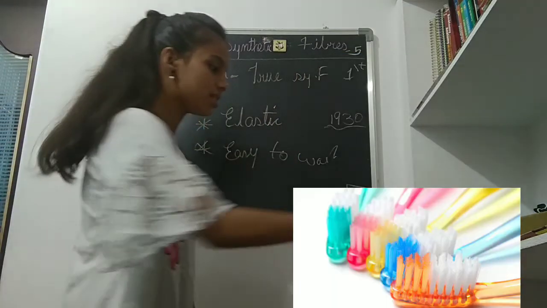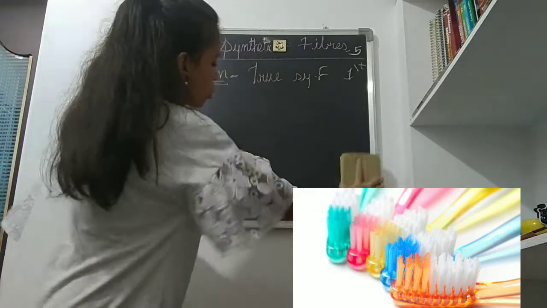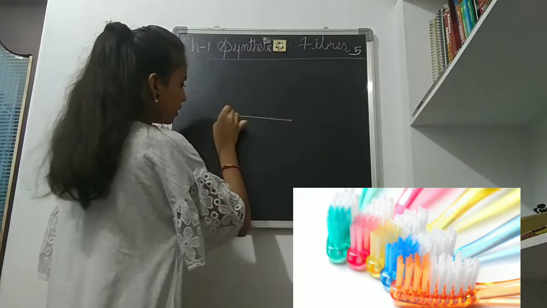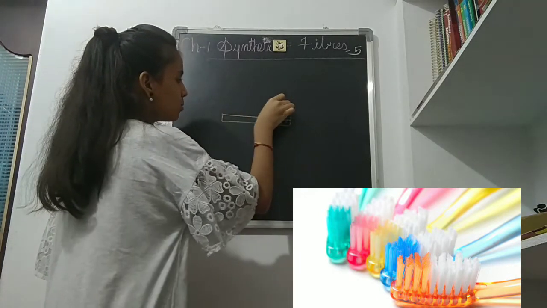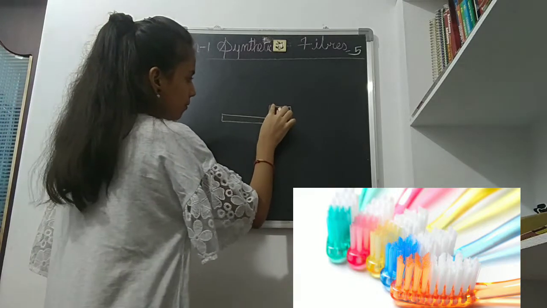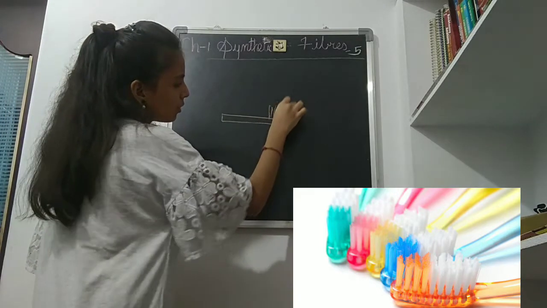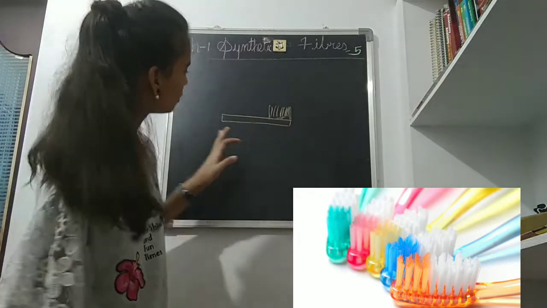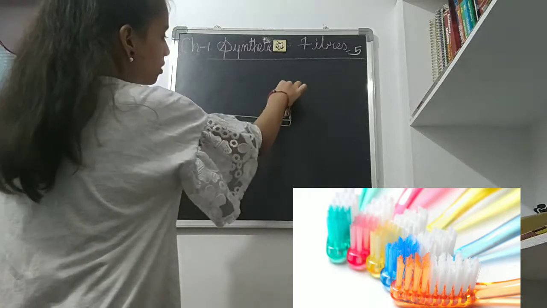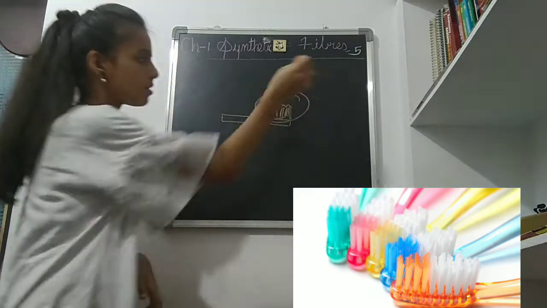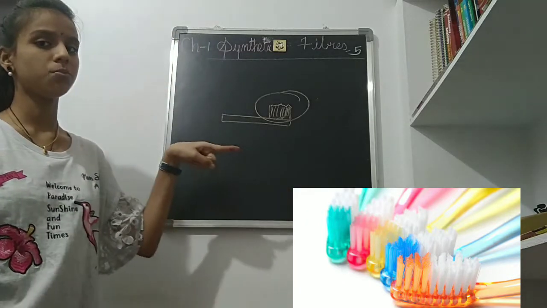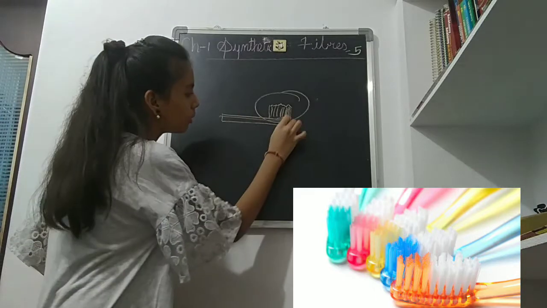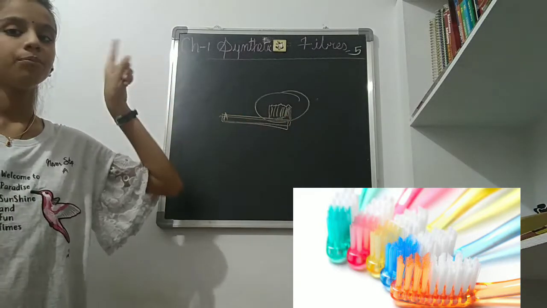What are toothbrush bristles? I will show you. You brush your teeth in the morning, so you need to think about what toothbrush bristles are. Small strings, friends. This is not the brush, it's the small bristles. These small bristles are called toothbrush bristles. This stick is not made of nylon. Only the bristles are made of nylon.